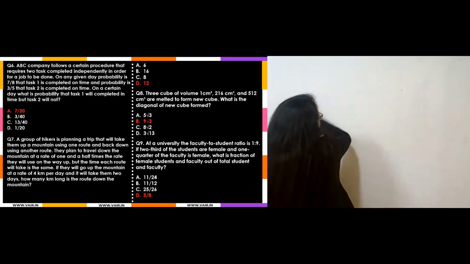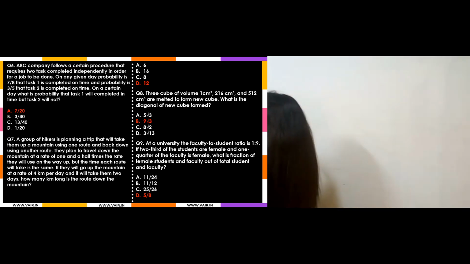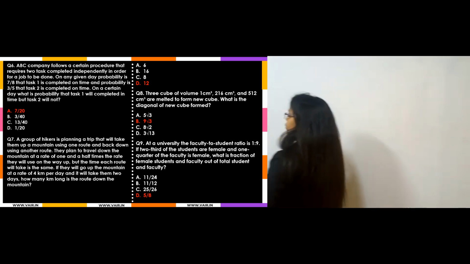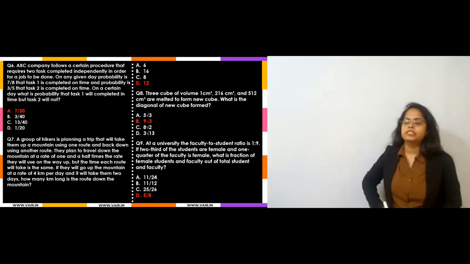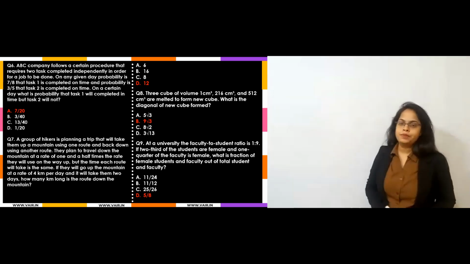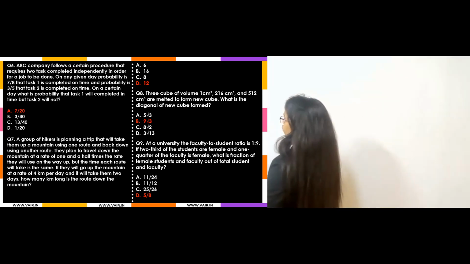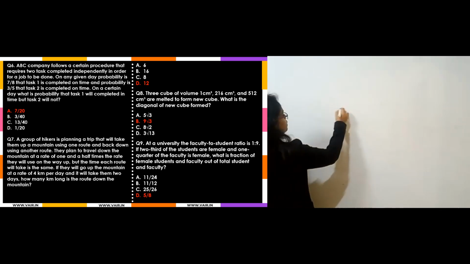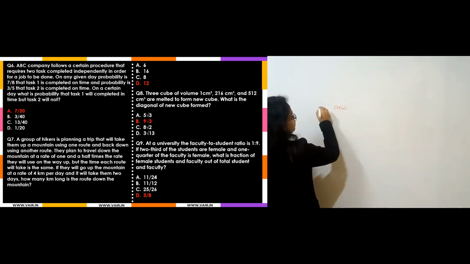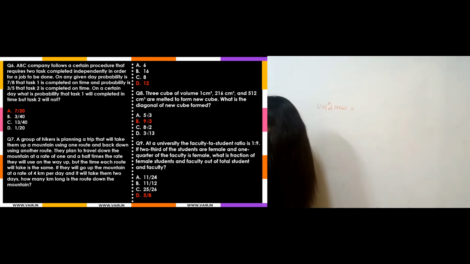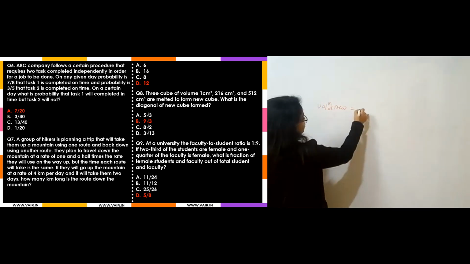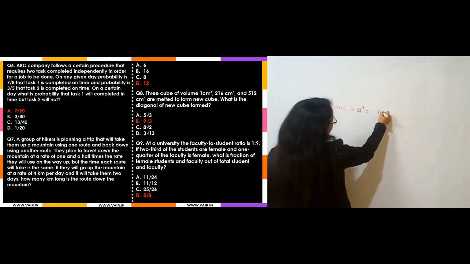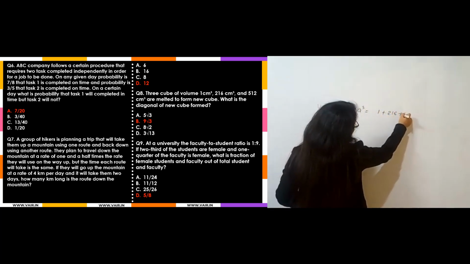What are they saying in this question number 8? Three cubes of volume 1 cubic centimeter, 216 cubic centimeter and 512 cubic centimeter are melted to form a new cube. What is the diagonal of the cube formed? So what is the new cube's volume? Volume of the new cube will be equal to what? A cube, which is equal to the total, right? 1 plus 216 plus 512.